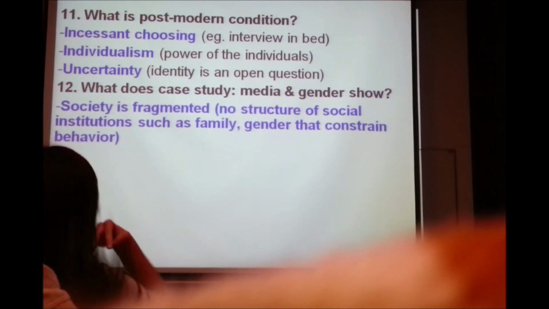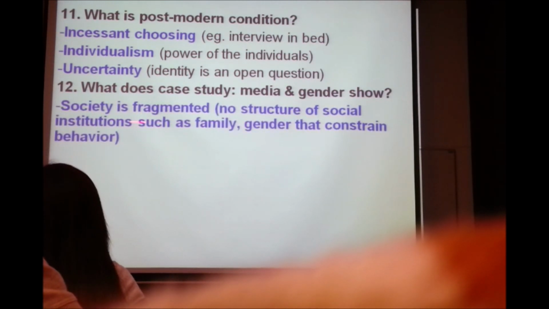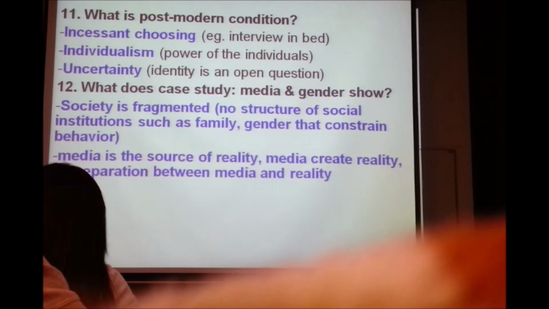Yeah. The first friend there says society is fragmented. All these institutions are not one piece anymore. It's breaking down. And he said, okay, media is the source of reality. Media creates reality. No separation between media and reality. You capture that part, right? Last time, people believed that media reflects reality.